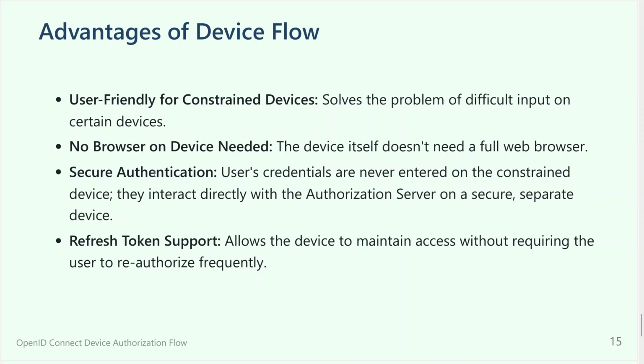And secure authentication, it's still secure because the codes that are returned in the first step, the user code and the device code, work as a kind of password that links everything until we really authenticate and generate the tokens. And there is, of course, also the refresh token support, which allows the device to maintain access without requiring the user to reauthorize frequently, meaning that after the access token expires, the device can use the refresh token to get another one, and it will have the same time again until someone revokes the token on the authorization server.